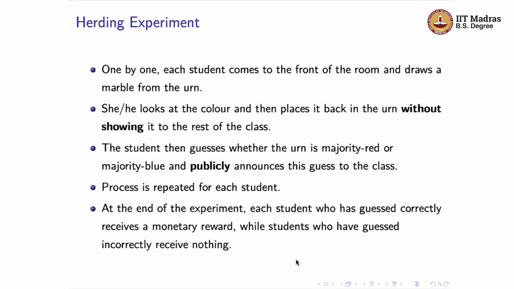Why is the student guessing? Because remember that the student is only observing the color of one marble, right? The student is not observing the color of all the marbles in the urn. It's just observing the color of the marble which he or she has picked, right? Now, the student is going to publicly announce this guess to the class, right?